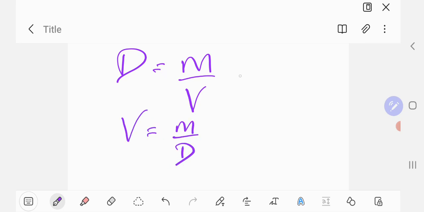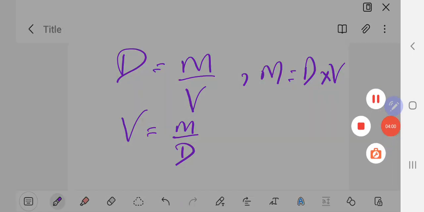You can find the density if you know the mass and volume. You can find the mass if you know the density and volume. One thing should be clear in your mind: for a specific material, the density will be the same. For example, if I ask you the density of water, it will be the same throughout the world, but the density of iron may be different from water. The density of steel and iron may be different, but if the material is the same, then the density will be the same. I think this will be clear to you.